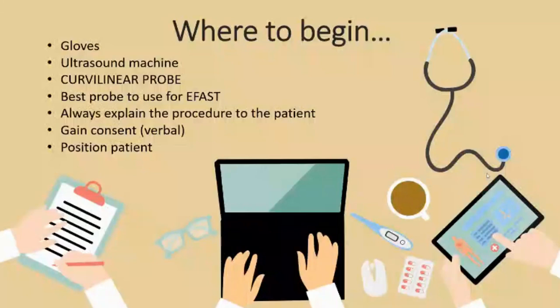In terms of where to begin, you must always protect yourself, so use gloves. You need an ultrasound machine. The best probe to use for EFAST is the curvilinear probe. You must always explain the procedure to the patient if they're awake and able to understand exactly what you're doing, and try to get verbal consent. Then you position the patient lying flat on their back, and you can even position their arms behind their head to improve the sensitivity of the exam. You can also adjust the patient into the Trendelenburg position in order to obtain the views.